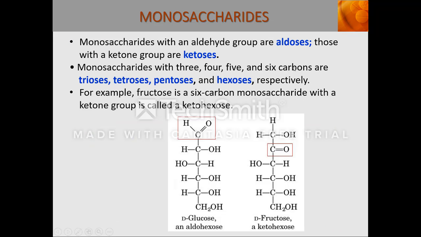Monosaccharides with an aldehyde group are aldoses. Those with a ketone group are ketoses. Monosaccharides with 3, 4, 5, and 6 carbons are trioses, tetroses, pentoses, and hexoses, respectively. For example, fructose is a 6-carbon monosaccharide with a ketone group, called a ketohexose.